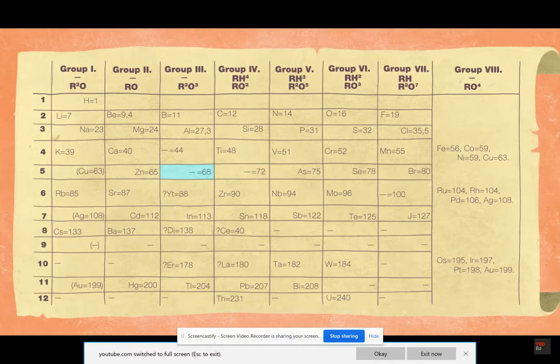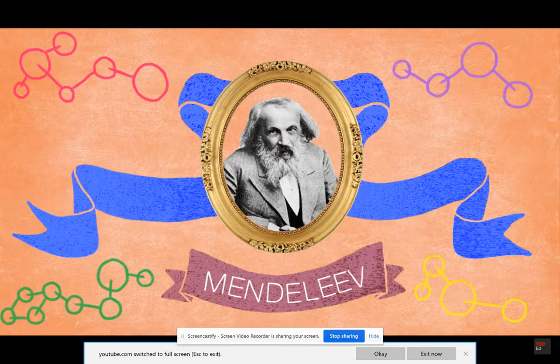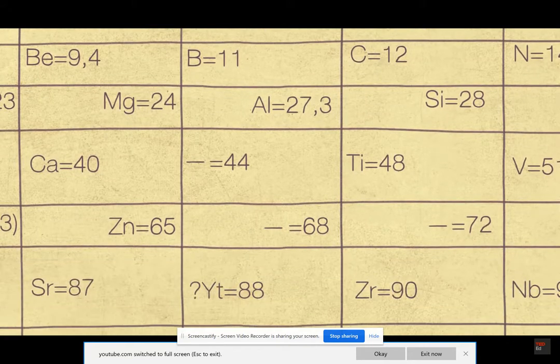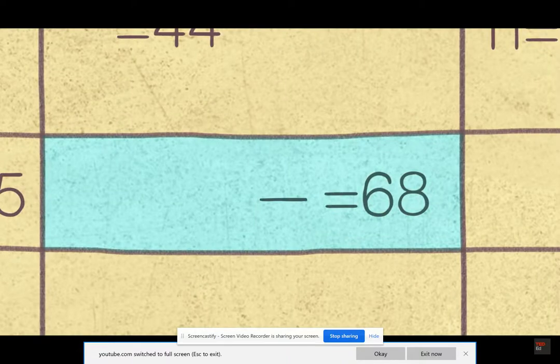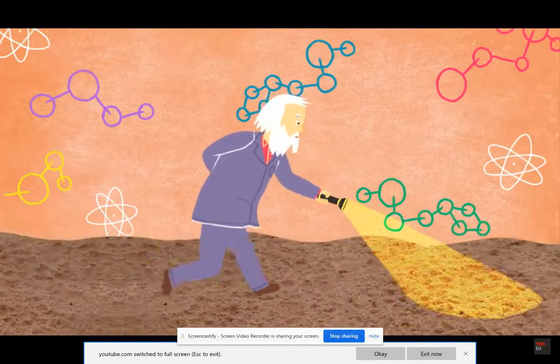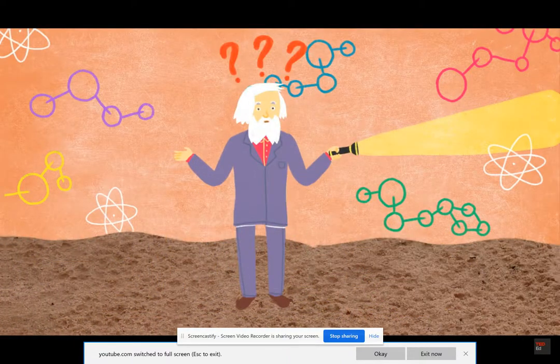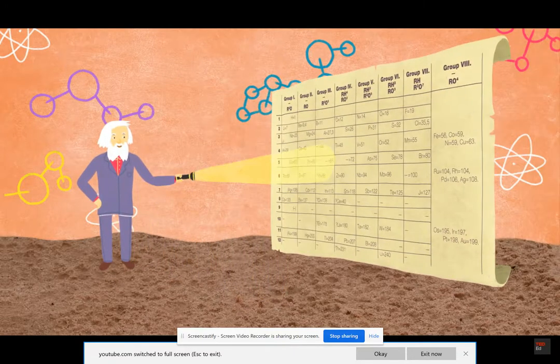By putting that dash there, Dmitri was making a bold statement. He said, and I'm paraphrasing here, y'all haven't discovered this element yet. In the meantime, I'm going to give it a name. It's one step away from aluminum, so we'll call it Eka-aluminum. Eka being Sanskrit for one. Nobody's found Eka-aluminum yet, so we don't know anything about it, right? Wrong. Based on where it's located, I can tell you all about it.